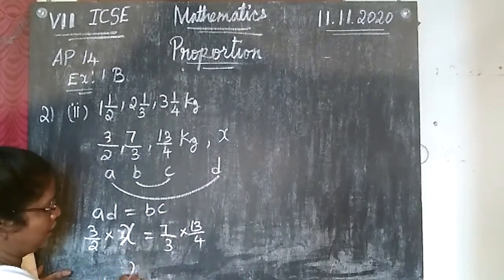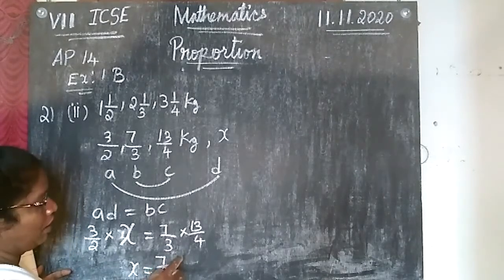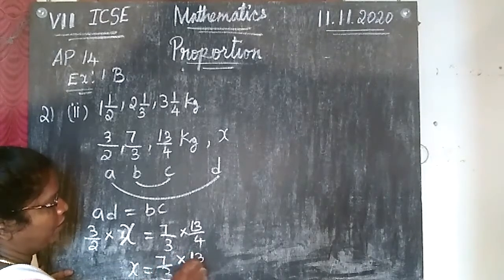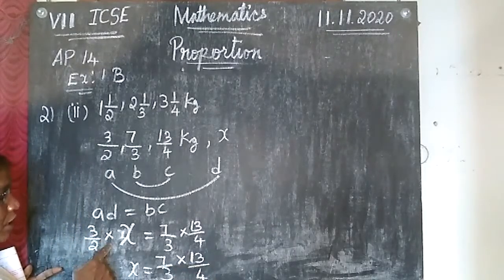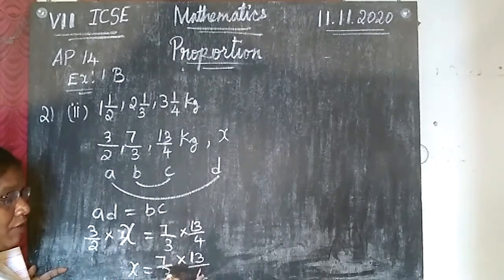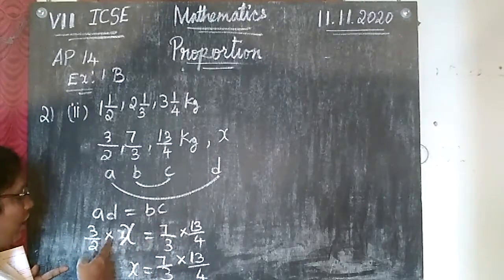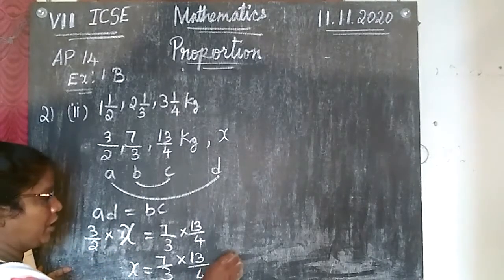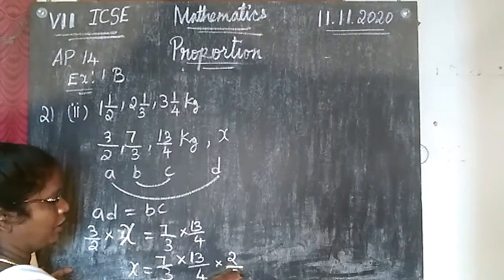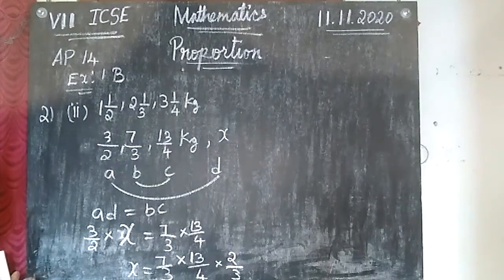So x is equal to 7 by 3 multiplied by 13 by 4. Here 3 by 2 is multiplied. If it goes to the other side, multiplication will become division. So I have to write the number 3 by 2 upside down. That means denominator as numerator, numerator as denominator. So 3 by 2 will become 2 by 3.